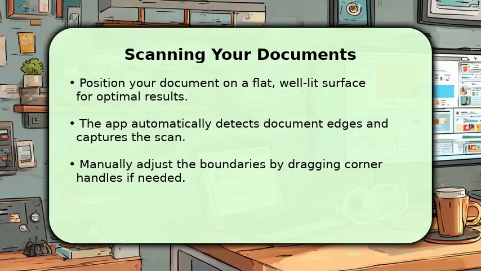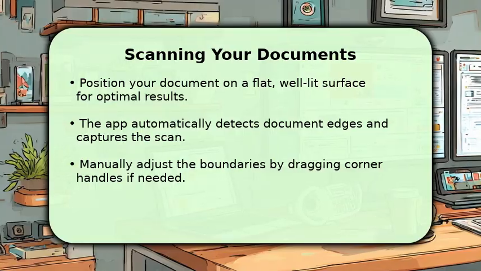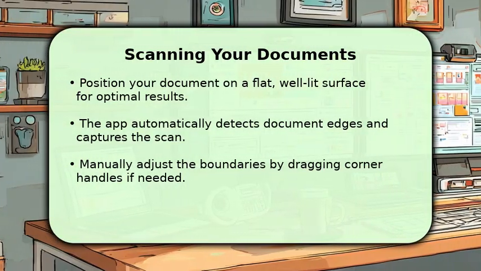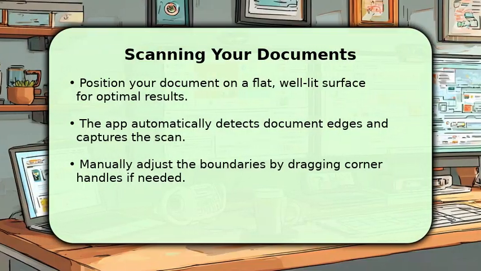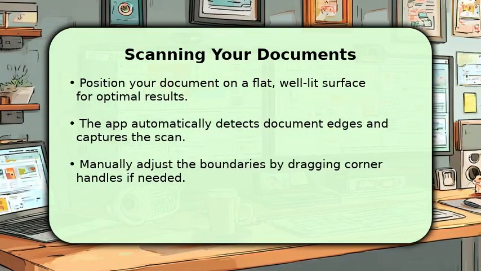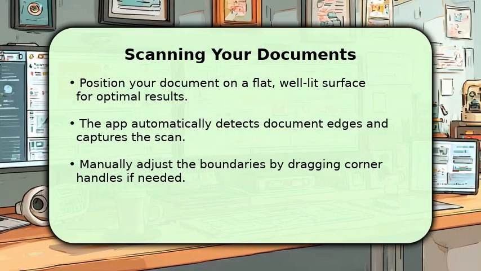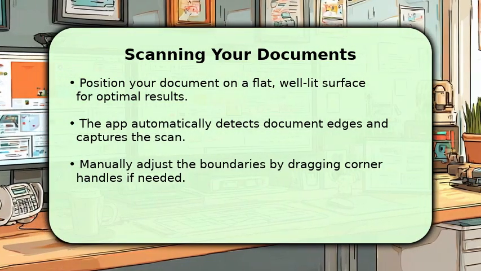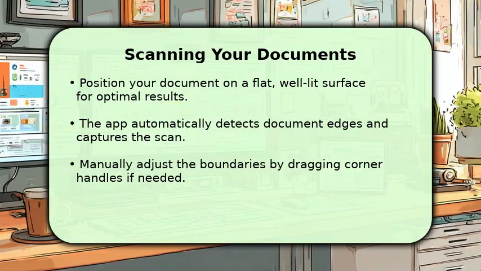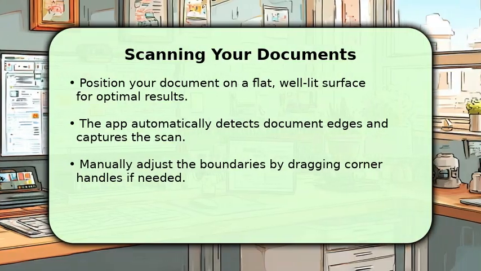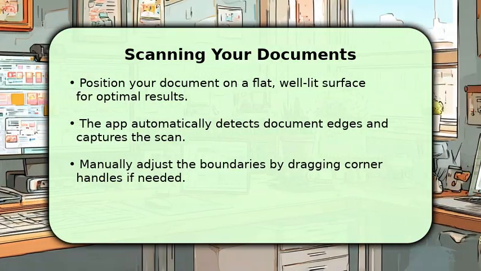Now, let's scan your documents. Place your document on a flat, well-lit surface to ensure the best quality. Adobe Scan intelligently detects the document's edges and automatically captures the image. If the automatic detection isn't perfect, you can easily drag the corner handles to adjust the boundaries manually. For multi-page documents, simply tap Continue after each scan to add more pages, creating a single, cohesive PDF file.